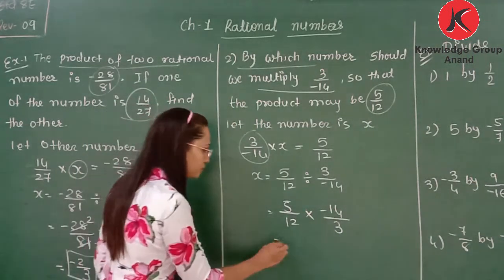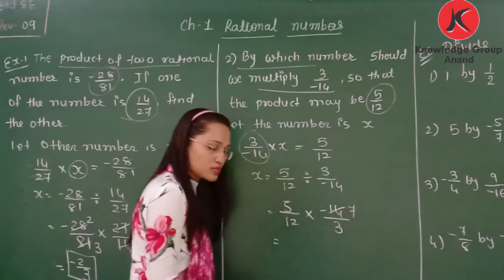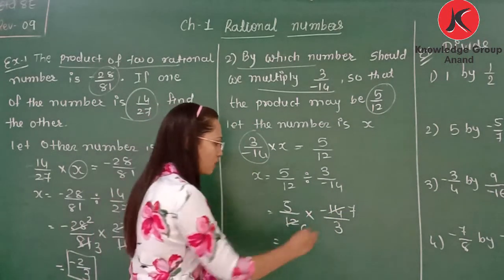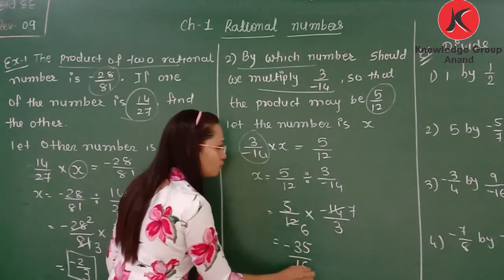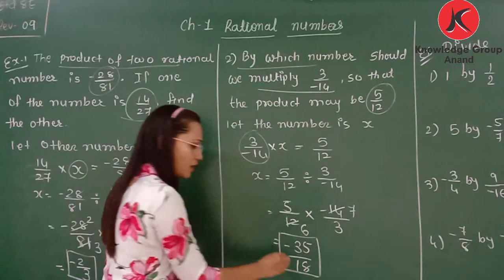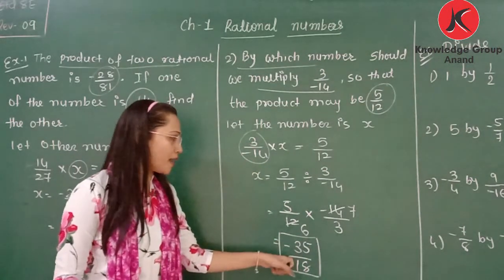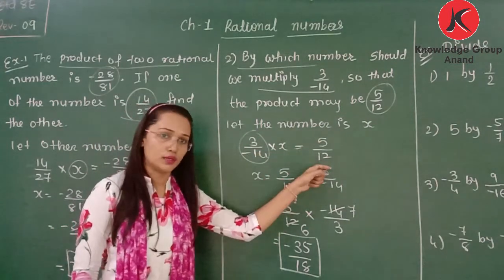So here you can cut the common factor. This is 7 2s are 14 and 6 2s are 12. So 2 will be cancelled out. Now 7 5s are minus 35, 6 3s are 18. So this will be our answer. It means if we multiply minus 35 by 18 with 3 by minus 14, we will get 5 by 12.